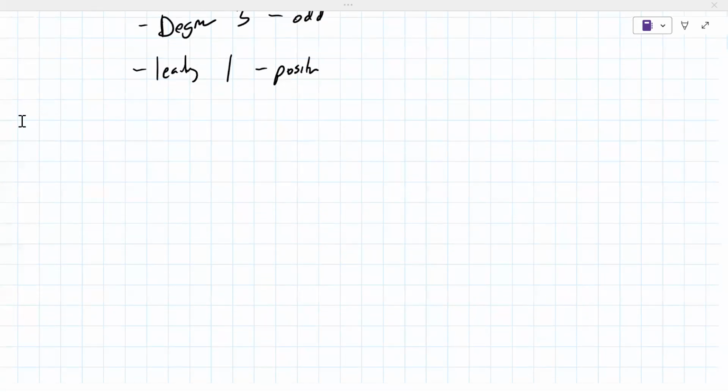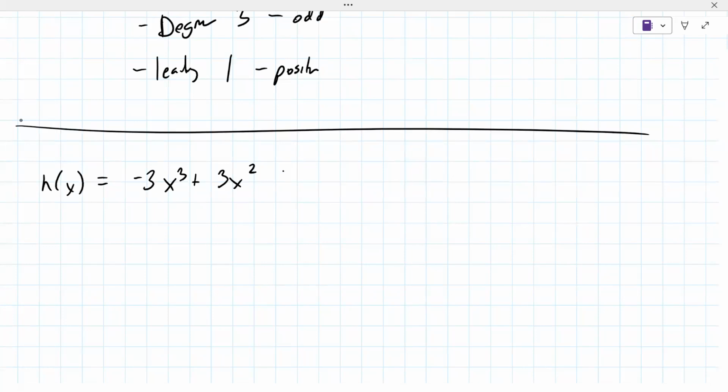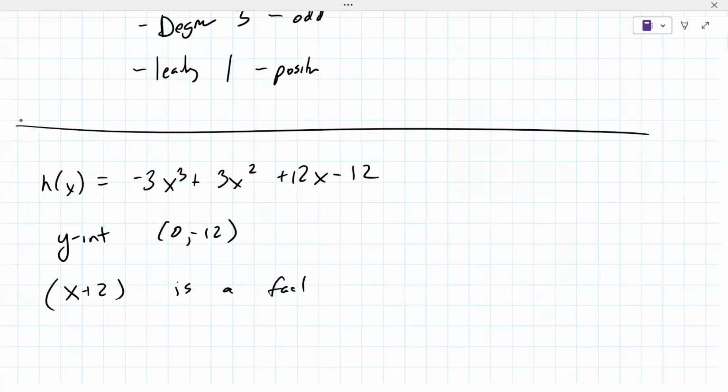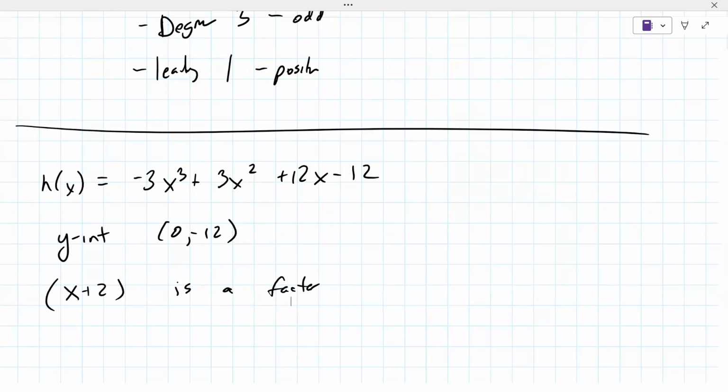Okay, let's do it. So h of x equals negative 3x cubed plus 3x squared plus 12x minus 12. Start with the y-intercept. We know it's (0, -12). Very good. Let's say that you know x plus 2 is a factor. I want you to reduce it now, x equals -2. Use synthetic division to reduce this and tell me what you come up with.